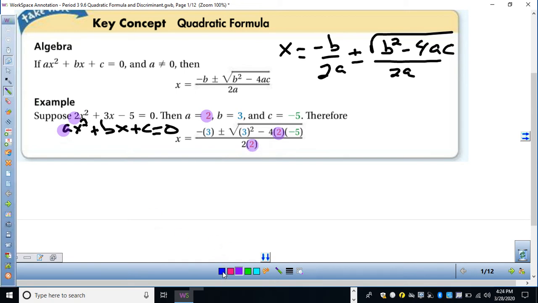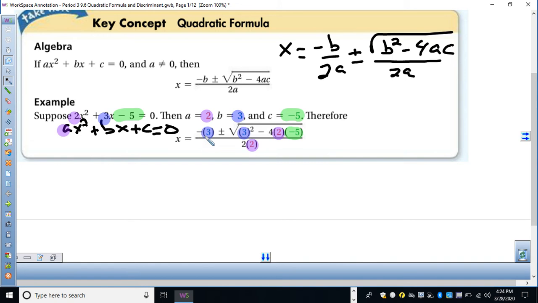As we look for the b, the 3 is in the b position right here, so they're just identifying b equals 3. The 3 is put into the quadratic formula in those two spots. And then we have the c. Always remember to grab that sign in front. It's easy to miss those negatives, and of course you get the wrong answer if you miss it. So just be careful and grab that sign as well. So that negative 5 is here and repeats in the quadratic there.